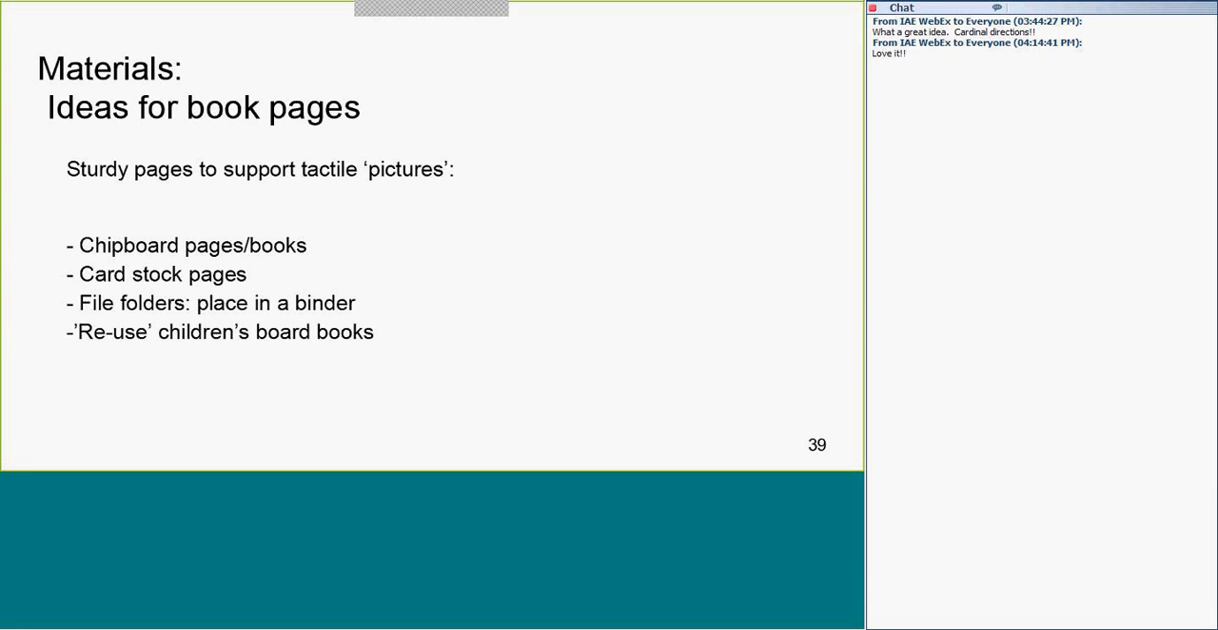Liam, when he was younger, we had to get the really heavy-duty stuff, but now he's a lot more careful with books as he's gotten older, so we can use a little bit thinner pages with him. Folders, and you can place them in a binder. That's another way you can make a book. You can reuse children's board books, so that would be a more inexpensive way.